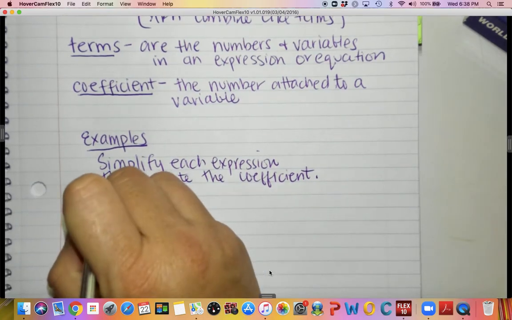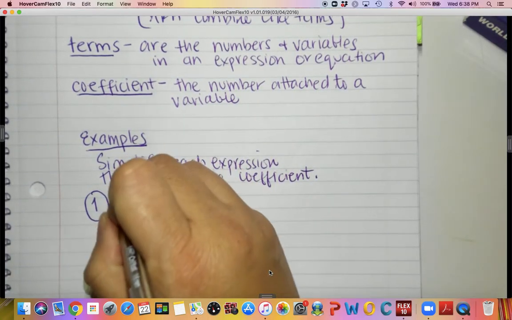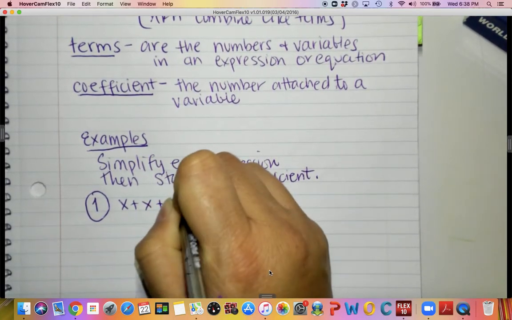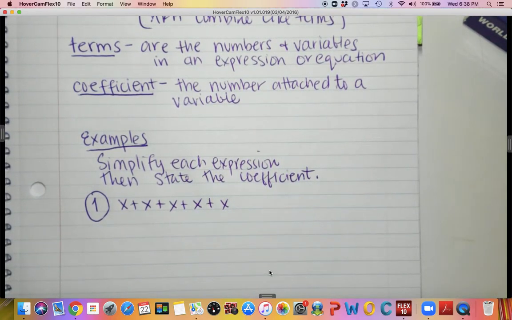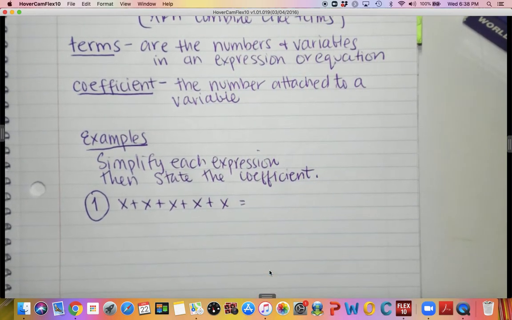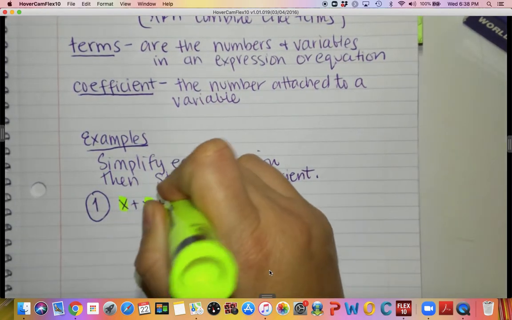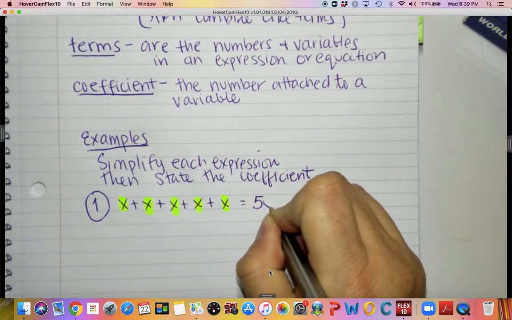So, first example, we are going to have x plus x plus x plus x plus x. When we simplify x plus x plus x plus x plus x, how many x's are there? These are all the same. x and x and x and x and x are the same. How many are there? 5x.